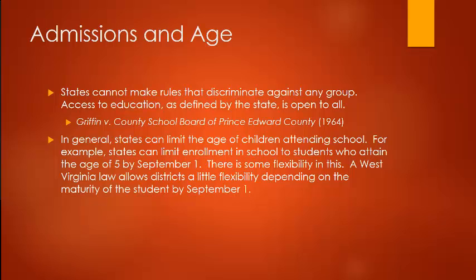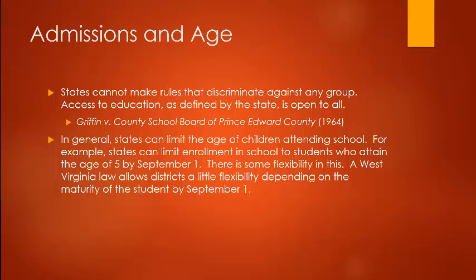Access to education, as defined by the state, must be open to all, and it should say must there instead of is really. And this comes from the Griffin case. This is dealing as a result of the Brown versus Board of Education decision in 54 and 55. As you can see, we get a case in 64 here.